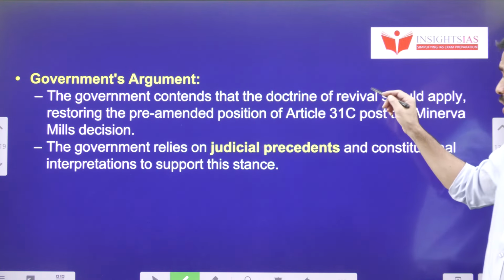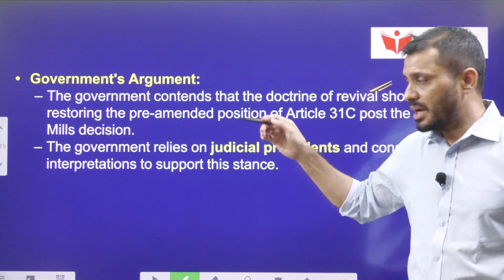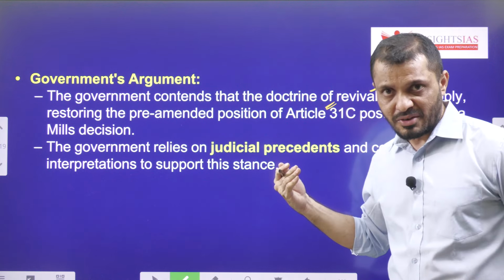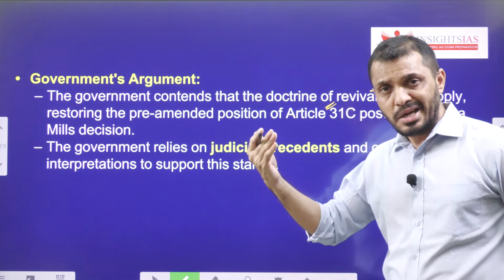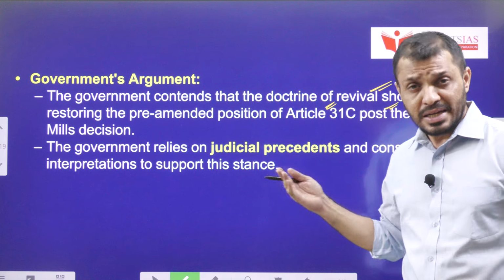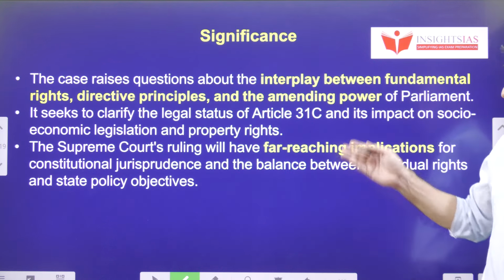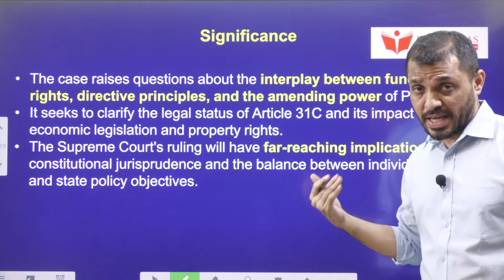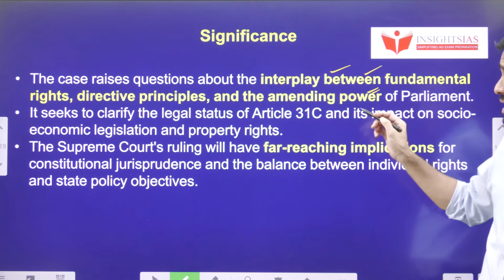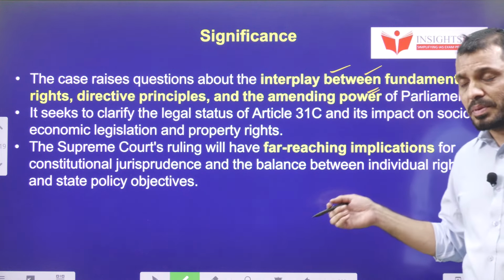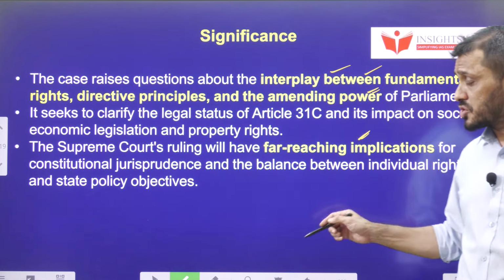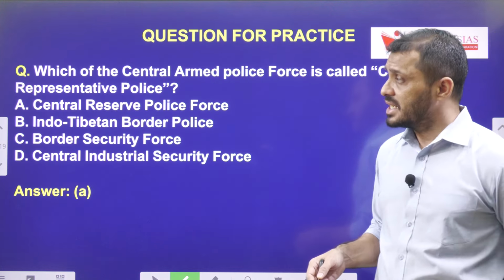The government is arguing that the doctrine of revival should apply, even to the pre-amendment position of Article 31C. That means even though the Supreme Court gave the judgment in the Minerva Mills case, we can go back to before that judgment and implement the earlier stand of Article 31C. So that is what the government is arguing. Let's see what judgment the Supreme Court will give. The significance: this case raises questions regarding the relation between fundamental rights, DPSP, and the amending powers of Parliament. The Supreme Court ruling is going to have far-reaching consequences for constitutional jurisprudence and the balance between fundamental rights and DPSP.